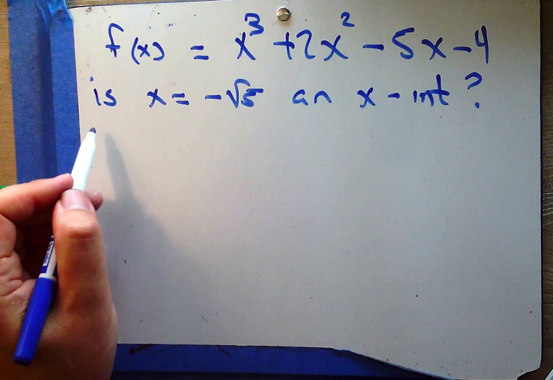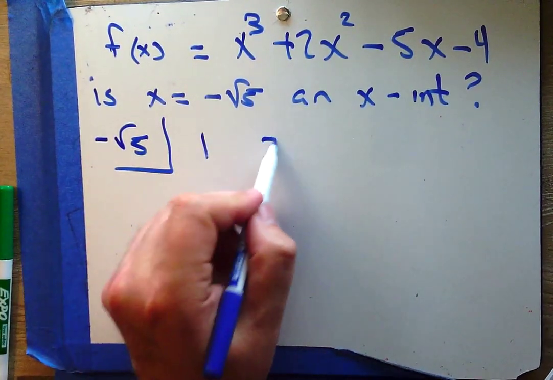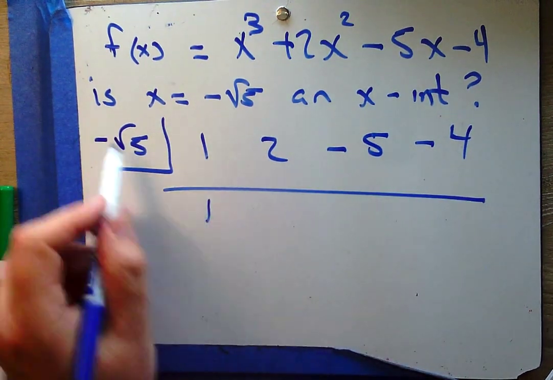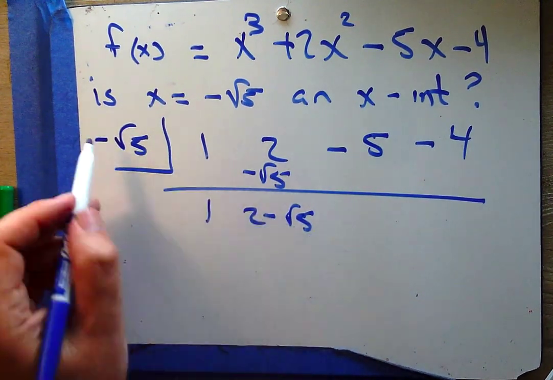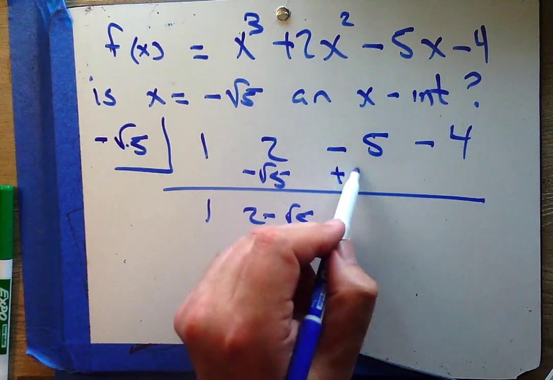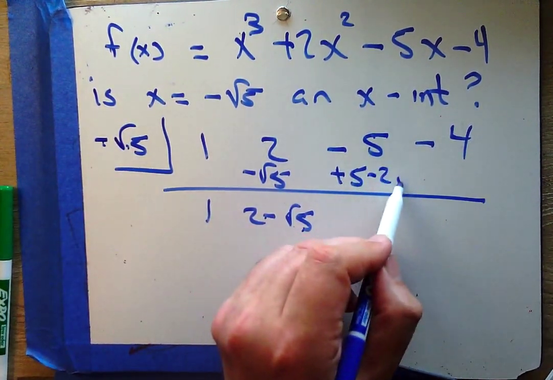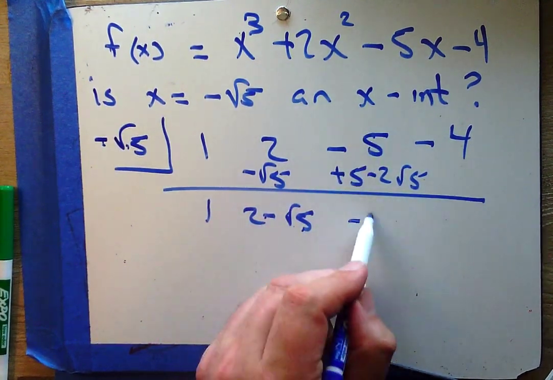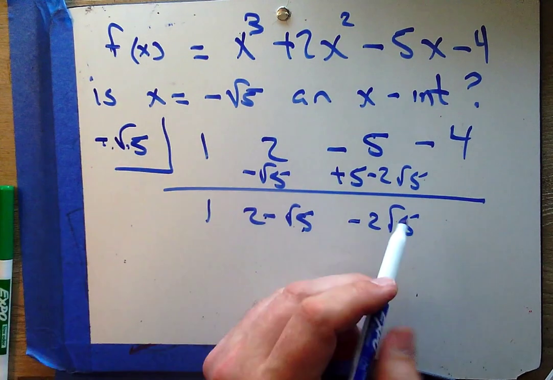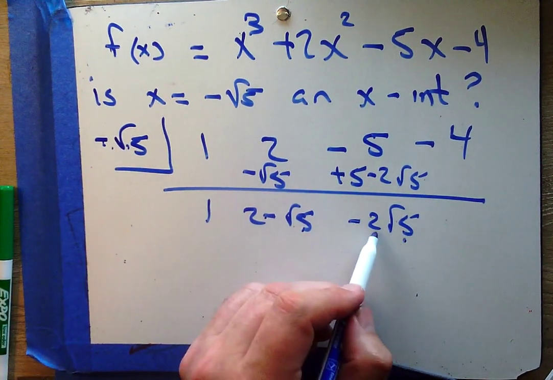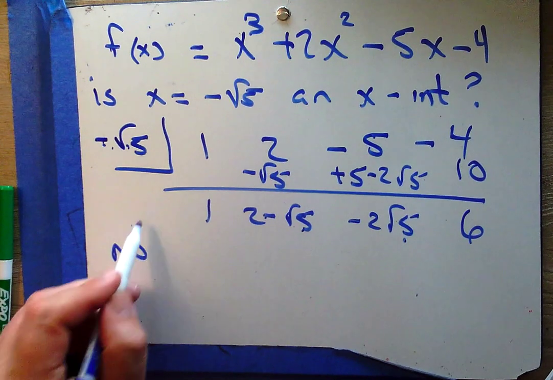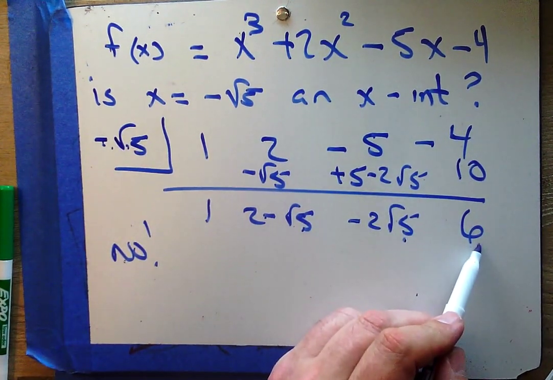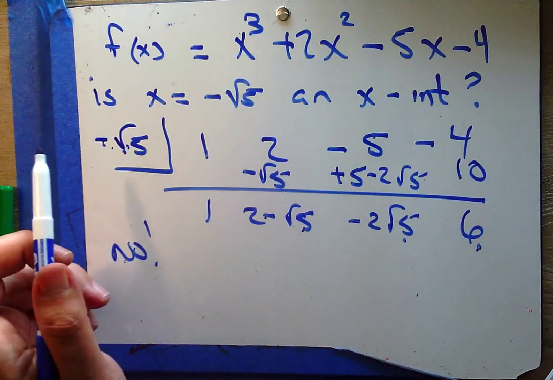Welcome back. What did you find out? Negative root 5; 1, 2, negative 5, negative 4; 1, negative root 5, 2 minus root 5. Distribute that to each of these. So minus root 5 times minus root 5 is plus 5. And minus root 5 times 2 is minus 2 root 5. And I add these, and these cancel, and I just have the minus 2 root 5. And then minus root 5 times positive root 5 is negative 5, times negative 2 is positive 10. 6. Well, so no. Because I didn't get a 0 here, negative root 5 is not an x-intercept on the graph. All right. I'm glad you found that out.